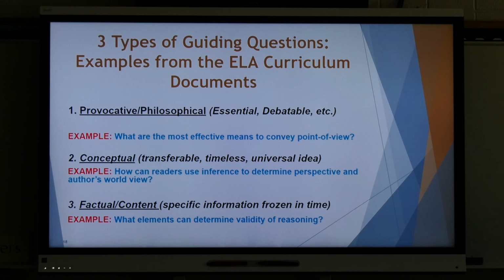And then some of you asked me about the facts, the content. That's the bottom one. What elements can determine validity of reasoning? You need to have factual questions, because if not, what are students grabbing onto in order to make those larger conclusions? So what are the factual questions? What are the key terms, key knowledge that students have to have in order to be able to do some of the other things? The number of those will vary, depending on the unit. Russ, thinking back to your question, maybe you're going to have more factual than conceptual in that first unit, and as the units go on and the kids have enough knowledge to do the work, then you're going to have more conceptual than factual.